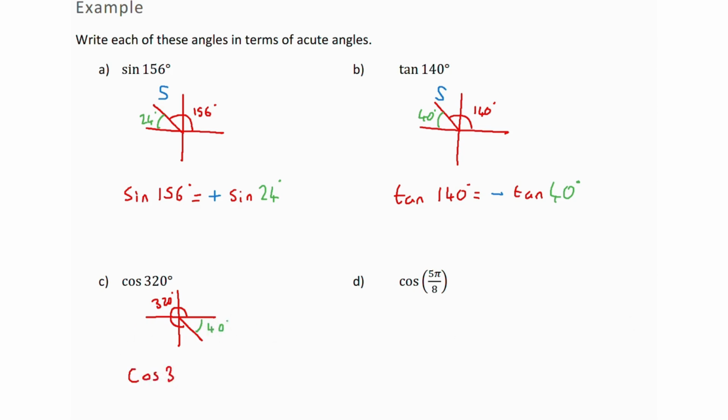So cos of 320 degrees is related to cos of 40 degrees. We just need to know now, is it positive or negative, by looking at which quadrant we're in. We are in the fourth quadrant, which is the cos quadrant, which means cosine is positive here. So cos of 320 degrees is equal to cos of 40 degrees.